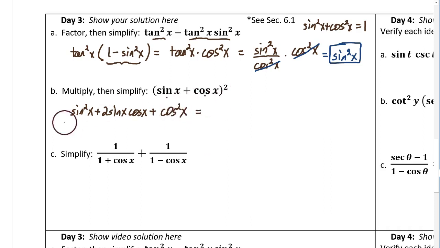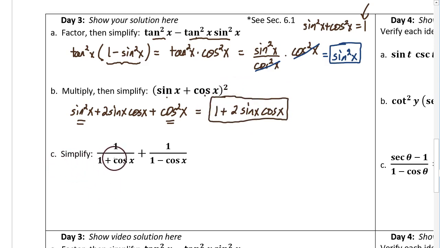Next step, I have a sine squared x and later on a plus cosine squared x. We have an identity for that. What is sine squared x plus cosine squared x? It makes 1, right? The same identity we had discussed earlier. So we can write 1 plus 2 sine x cosine x. At this point, we're finished. There's nothing else that can be done here.